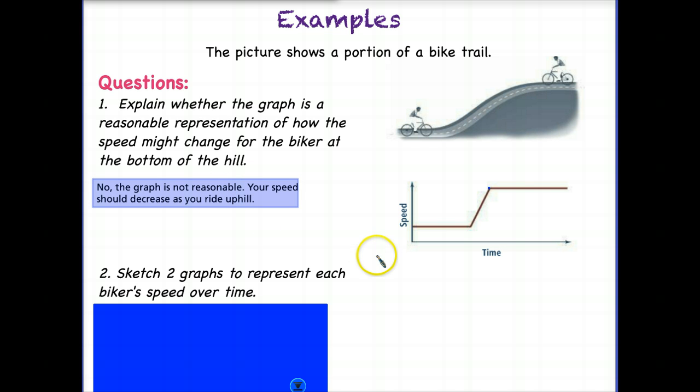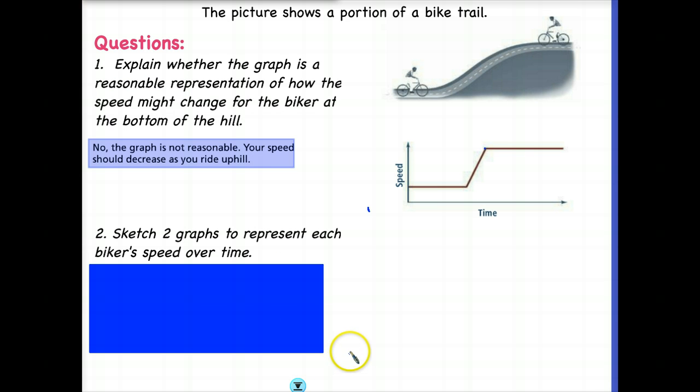The graph is not reasonable. The speed should decrease as you ride uphill versus increase as this graph is showing. So this graph is not a reasonable representation for our biker at the bottom of the hill. So what we want to do is sketch 2 graphs to represent each biker's speed over time.